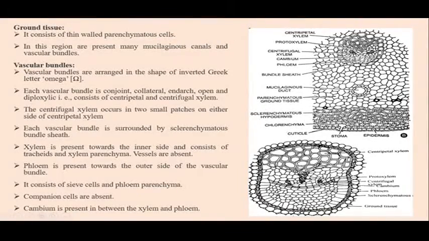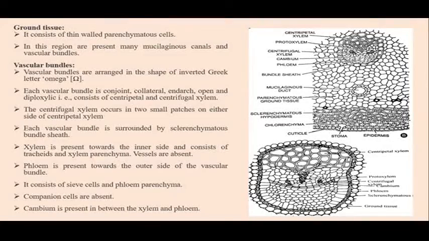Again in the diagram you can see this phloem is towards the outer side, and the xylem is present towards the center. So again we can see the centrifugal xylem occurs in the form of two small patches on either side of the centripetal xylem. Each vascular bundle is surrounded by a sclerenchymatous bundle sheath.